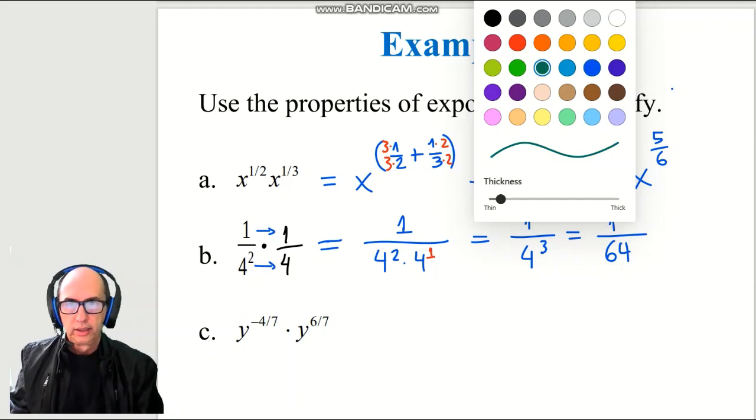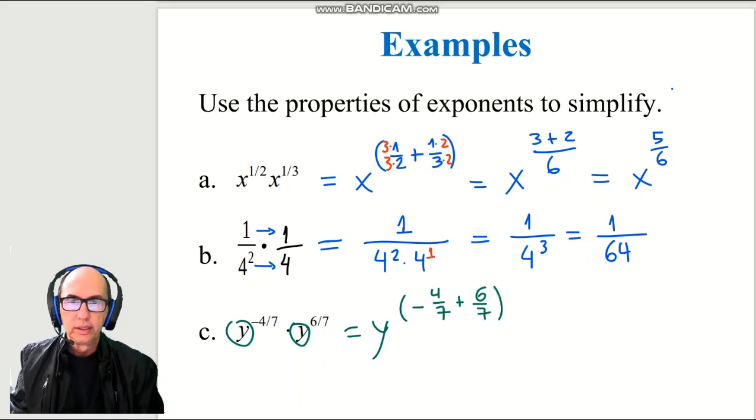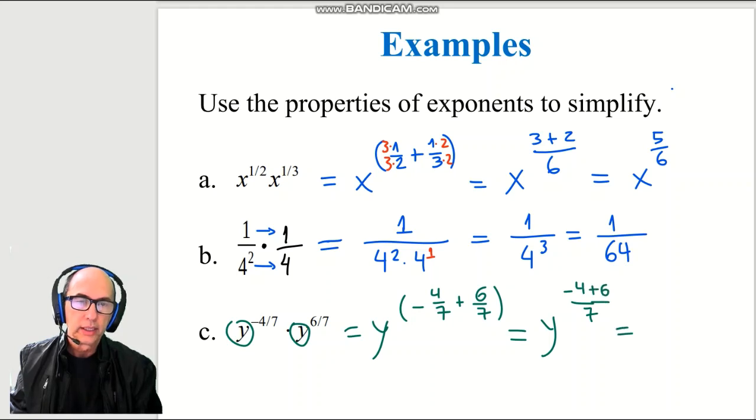Again, multiplication with the same base: y to the power of negative 4 over 7 plus 6 over 7. This one is kind of easy because they have the same denominator. We can add or subtract. Keep the denominator, 7. Negative 4 plus 6. And this is y to the power of 2 over 7.